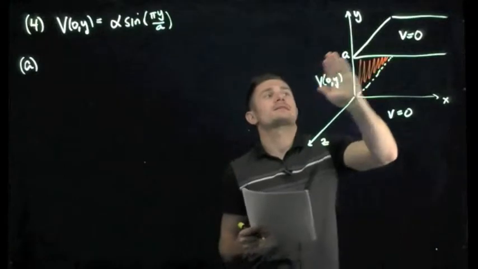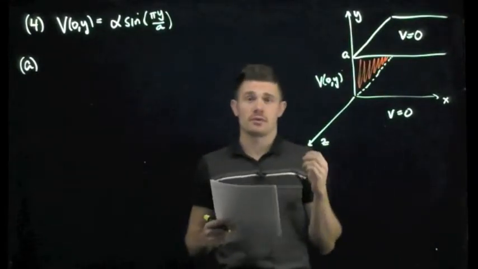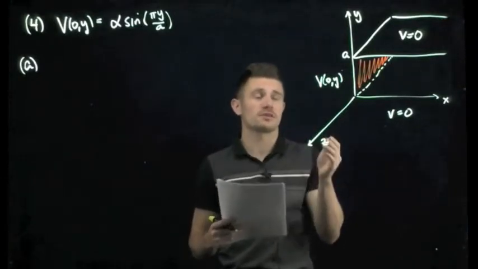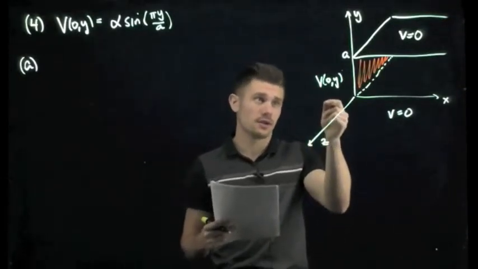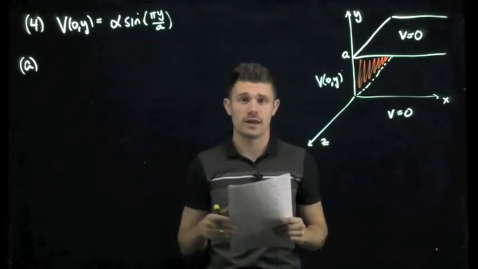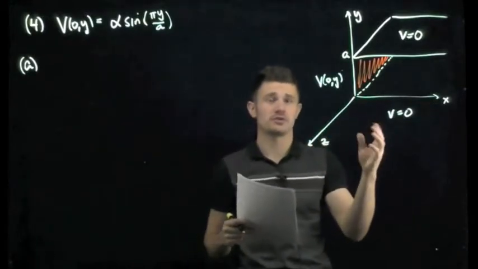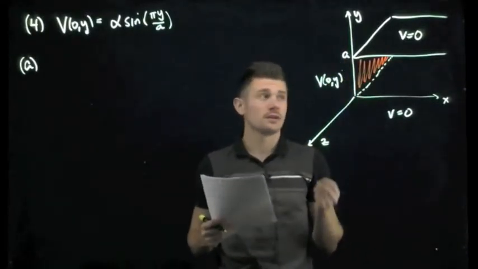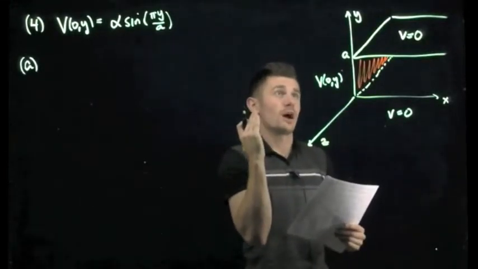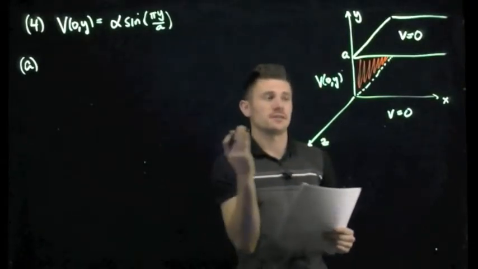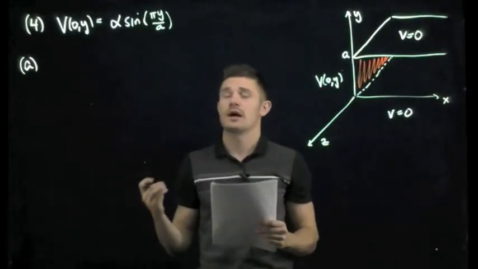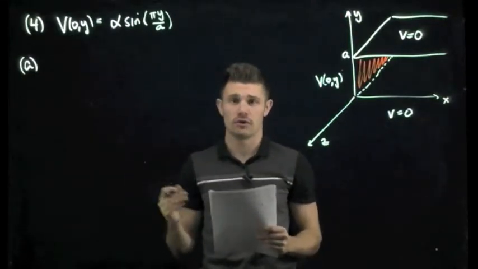And then we have this backside to the waveguide, which is held at some potential V of 0 and y, which is given by this expression here, alpha times sine pi y over a. So again, we just have our U-shaped potential where the top and the bottom halves are at V equal to 0, and this back half in the y-axis extending to infinity in the z direction is given by V of 0 and y equal to alpha sine of pi y over a.